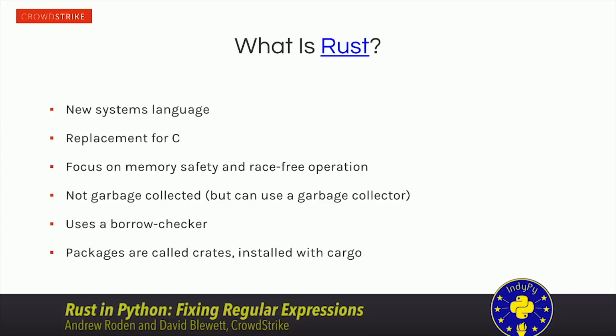So I'm curious in the audience, who has heard what Rust is? Cool, good. So, a systems language intended to be a replacement for C. It doesn't have a built-in garbage collector, but you can use a garbage collector that's built into Rust. So if you wanted to be able to do something similar to Python and have a little bit more checking, you can do that. It has a system called crates to install packages installed by Cargo.